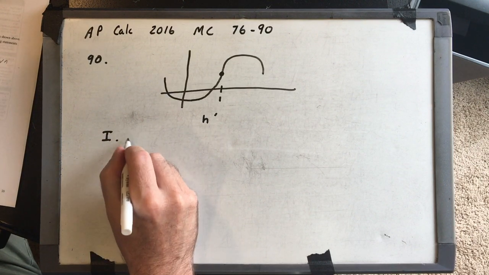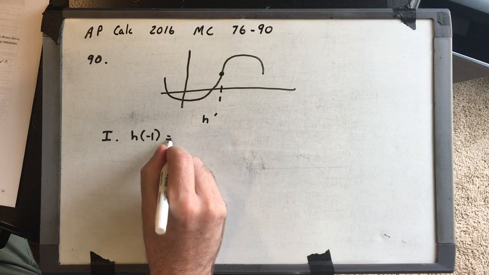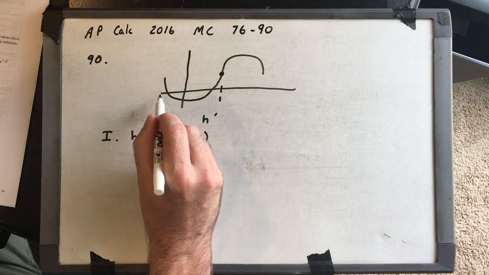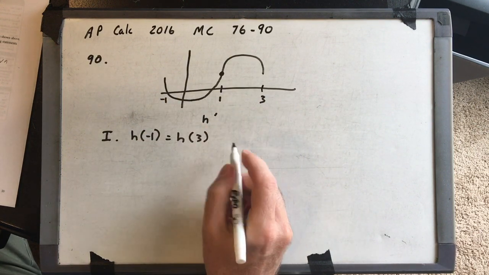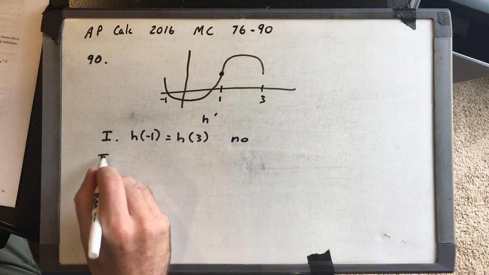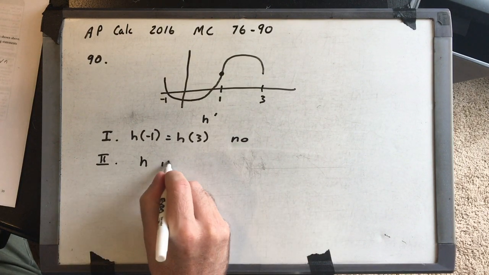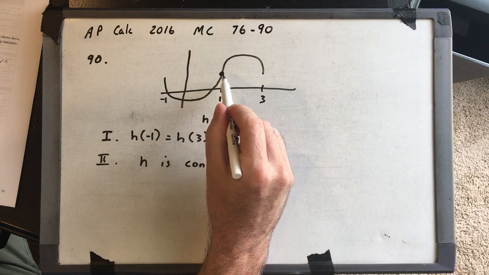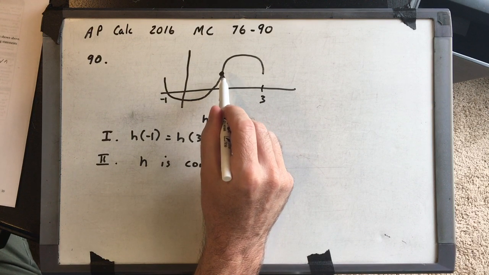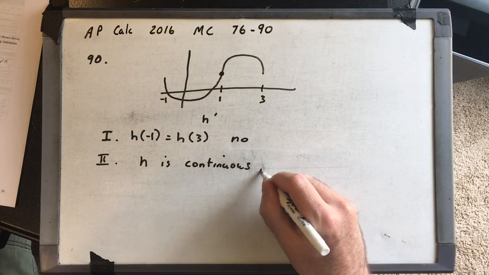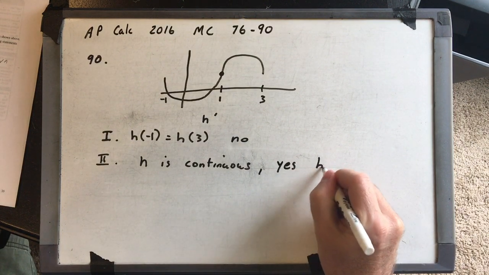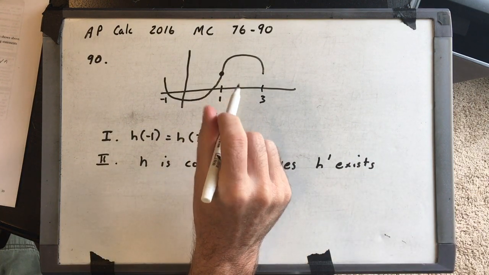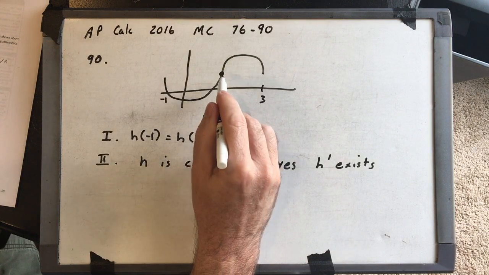So selection 1 says h of -1 has to equal h of 3. Well, remember, this is h prime. It's not h, so h of -1 doesn't have to equal h of 3. So that's a no. Part 2 says h is continuous. Well, it does have a derivative at 1, so if h prime exists, then this is a yes. If h prime exists, then it's going to be continuous at x equals 1.